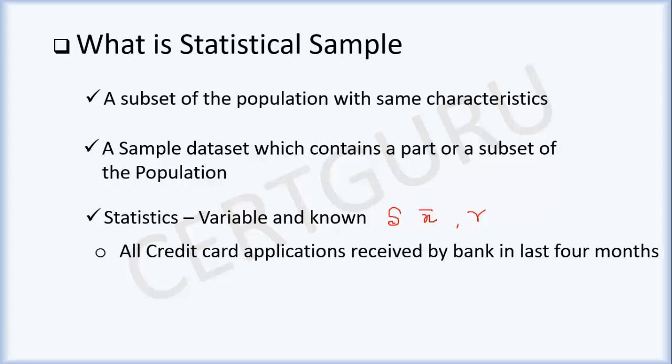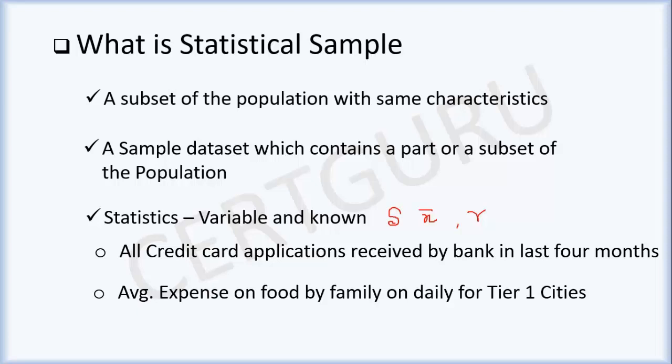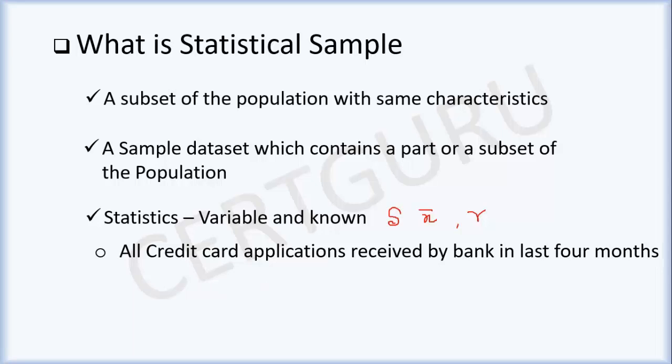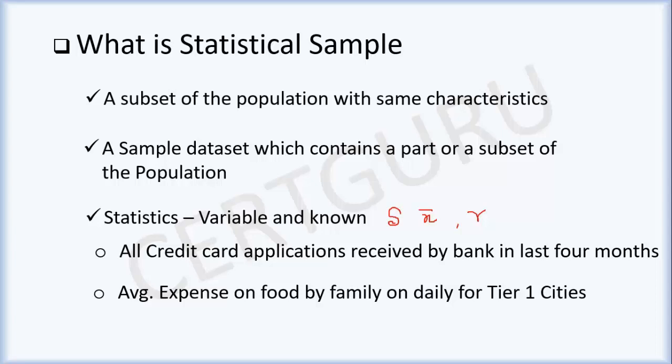A few examples: from the credit card applications that were received for all credit cards, for the sample we are just looking at the last 4 months of data. In the same manner, the average expense on food by a family on a daily basis, but only for tier 1 cities. If we draw the observations for tier 1 cities from the population dataset of average expenses, that would be our sample dataset drawn from the population. Here the characteristic is average expense on food.